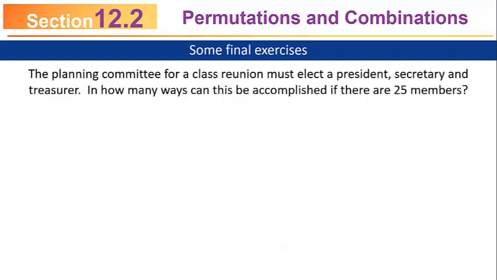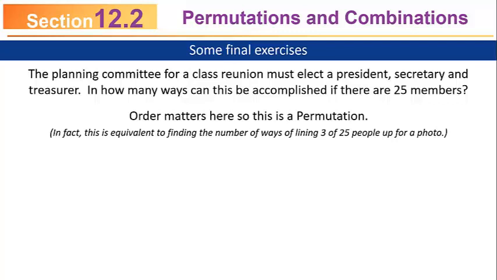How about this? The planning committee for a class reunion must elect a president, secretary, and treasurer. In how many ways can this be accomplished if there are 25 members? I'm actually going to show you a couple of ways you can do this. First of all, it is a permutation because order matters. The president, secretary, and treasurer is different than if you switch positions. That's a different arrangement.